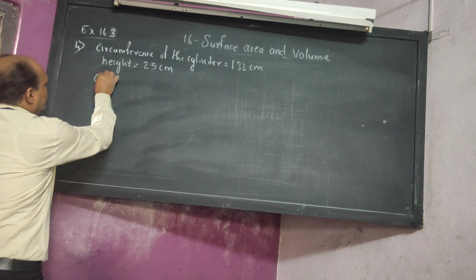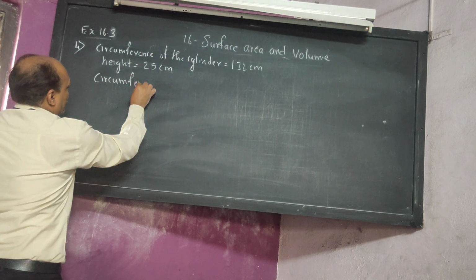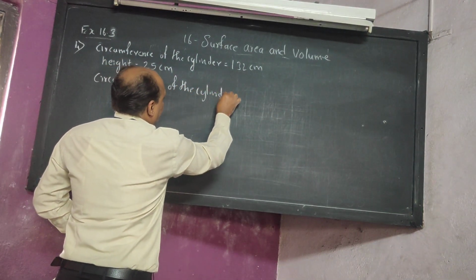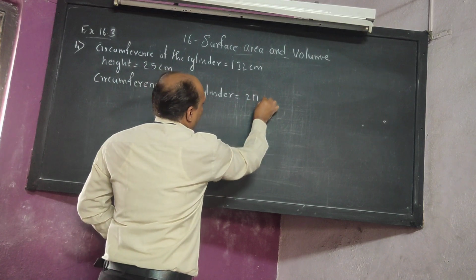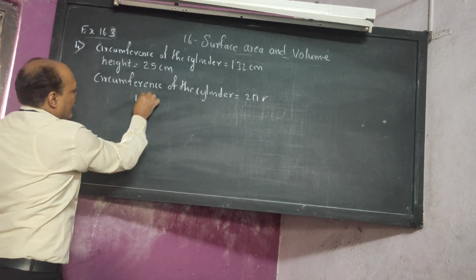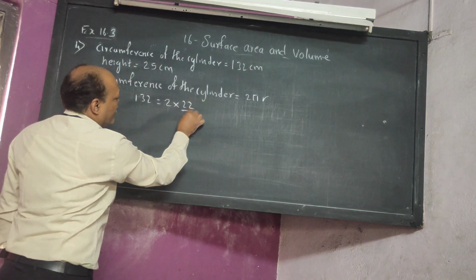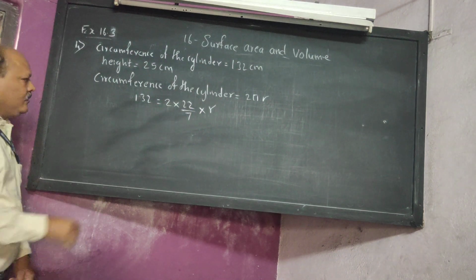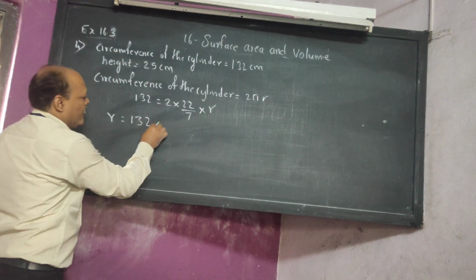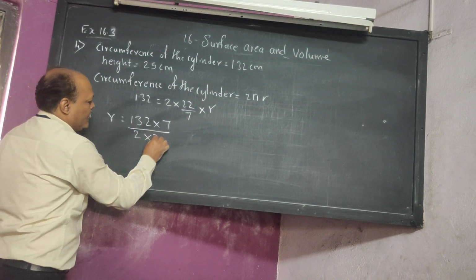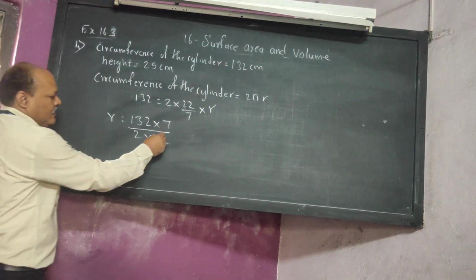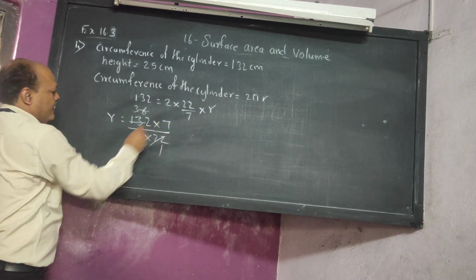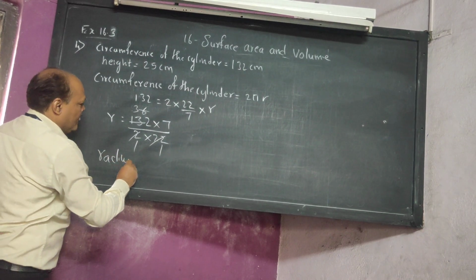That is circumference of the cylinder, that is 2 pi r. Circumference is given, 132, 2 into 22/7, and the radius we have to find. This 7 will go up and 2 and 22 will come down. That is radius is equal to 132 into 7 over 2 into 22. Now the cancellation part. 22 ones are 22, 6 twos are 12, 7 times 3 is 21. That means the radius we got is 21 centimeter.